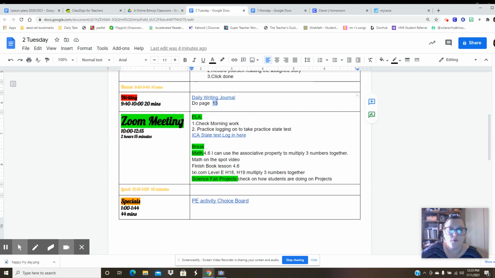All right, at 10 o'clock, we have class. We're going to check our morning work. And then, do you remember yesterday when Dr. Ward came and gave you that long number? Make sure you bring it to class today. Don't lose that number because we're going to practice logging in for our state test. And you have to type in that number so that you can get to the practice test. So make sure that you bring that number and you're ready to practice, okay? And then we'll do some math after we practice.